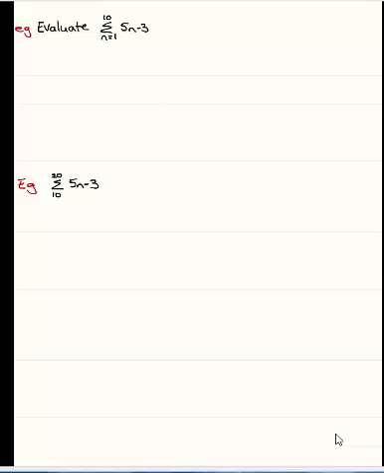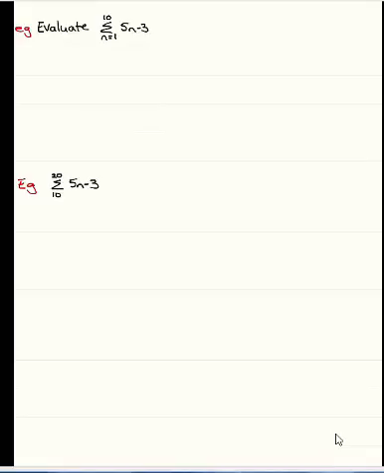Alright, so here's some new notation for you, the sigma notation. Hopefully you've encountered that in the junior school, but if you haven't, as a quick run through, what that means is that we want to add up 5n minus 3, substituting in all the values from n equals 1 to n equals 10.